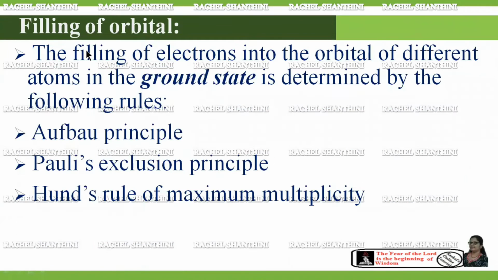Filling of orbitals. The filling of electrons into the orbitals of different atoms in the ground state is determined by the following rules. Only if it is the ground state, then it is determined by the following rules. They are Aufbau principle, Pauli's exclusion principle, and Hund's rule of maximum multiplicity. Let us see all these rules one by one in detail.